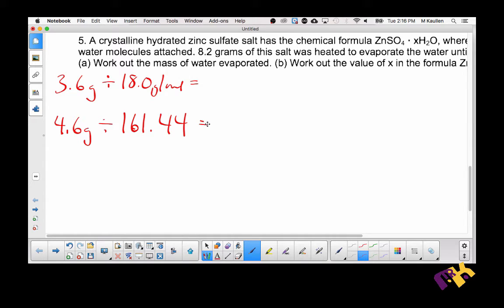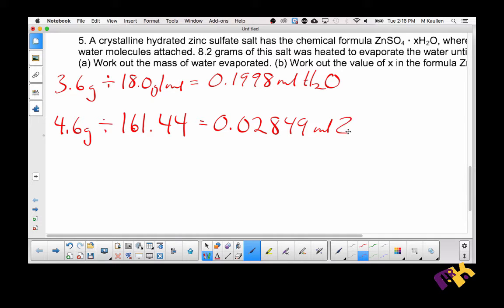Okay, so we find that there are 0.1998 moles of water, and we find that there are 0.02849 moles of the zinc sulfate, ZnSO4. Does that sit okay so far? Now you know what to do.